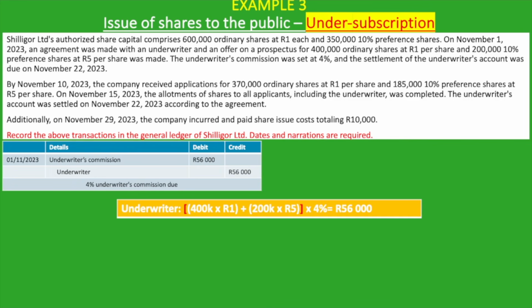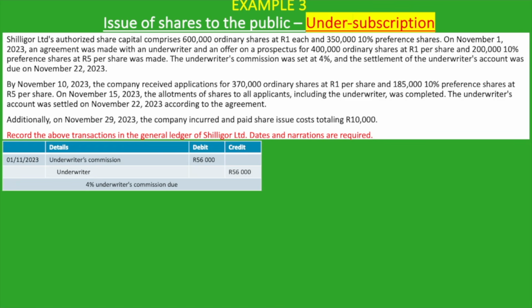So you know we're going to debit bank. So we're going to put the 10th of November, debit bank, and then we're going to credit the application and allotment with each class of shares, ordinary shares and preference shares. All right, and the total amount that we're going to receive for this application is, of course, 370,000 ordinary shares times 1 rand and 185,000 preference shares times 5 rand.